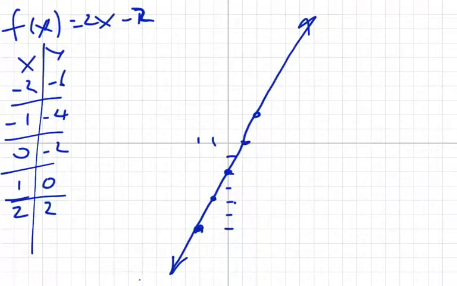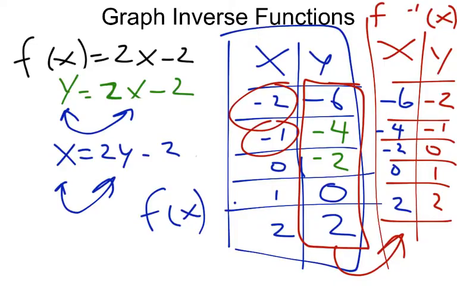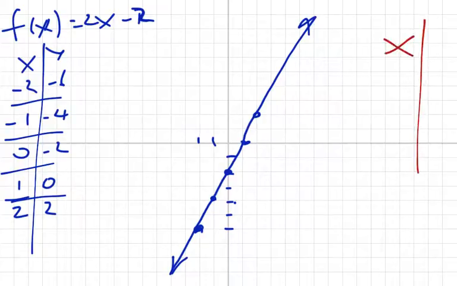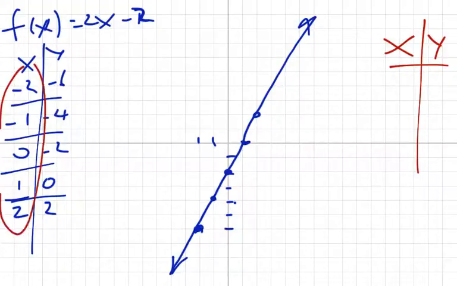Now, your inverse function. Let's do it with red. Again, your inverse function is going to be flipped. It's going to be x and y. So all these values that I have on x are going to be on y.